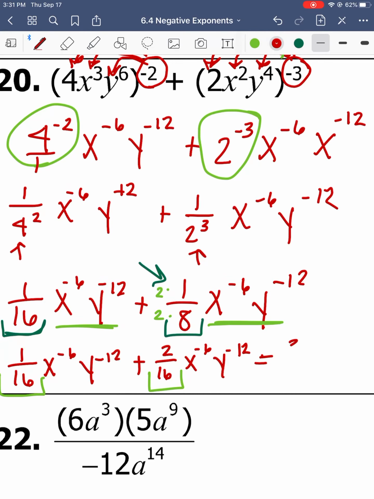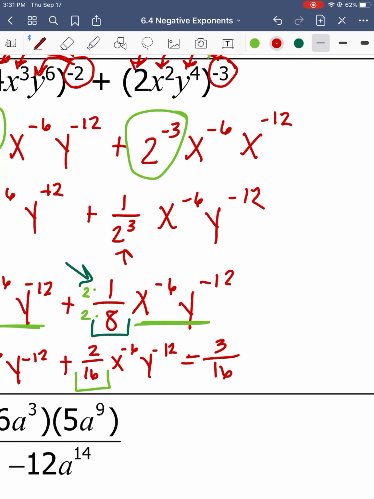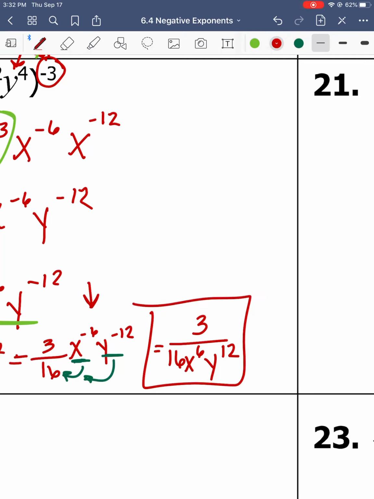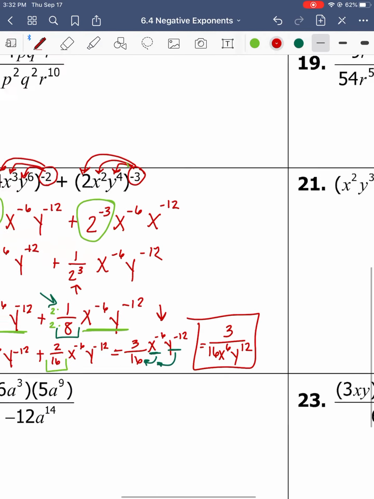So this is equal to 3 over 16, and then we have x to the negative 6, y to the negative 12th. Okay, and then we'll just simplify because we always give our final answers with positive exponents. So since these exponents are negative, we're going to move them to the denominator and make the exponents positive. So we're going to leave 3 up top. Then we're going to have 16, x to the 6th, y to the 12th. That is our final answer. And that was a little bit lengthy there, but that's pretty much as complicated as it's going to get.